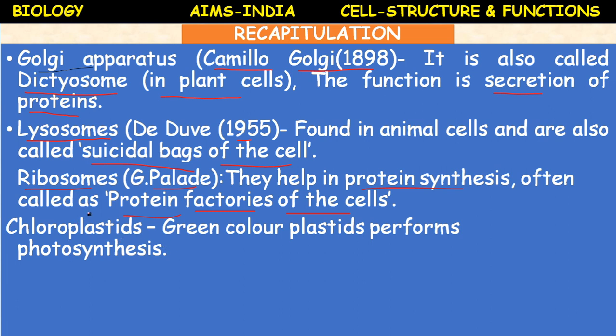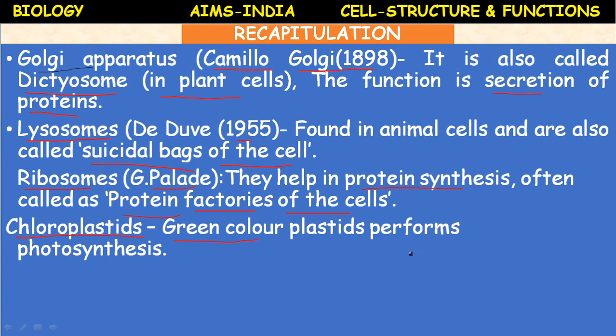Next, plastids. Mainly chloroplastids. Plastids are how many types? 3 main types or 2 types. They are chromoplastids and leucoplastids. Chromoplastids are again divided into chloroplasts and chromoplasts. Chromoplasts, other than green color, the remaining colored plastids are called chromoplasts. Who classified these plastids? Schimper was the scientist who classified the plastids into 3 groups.